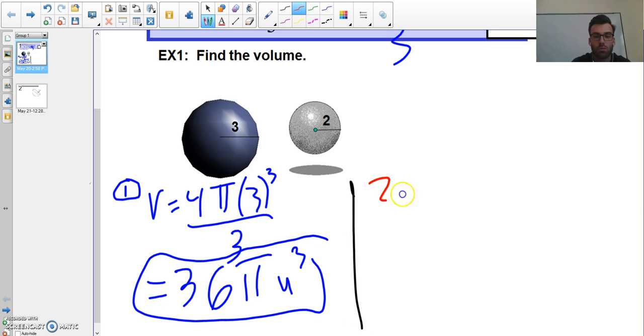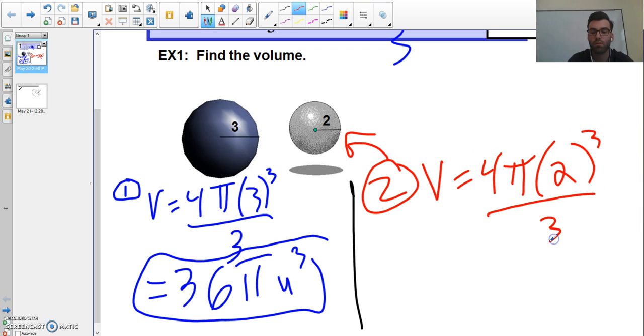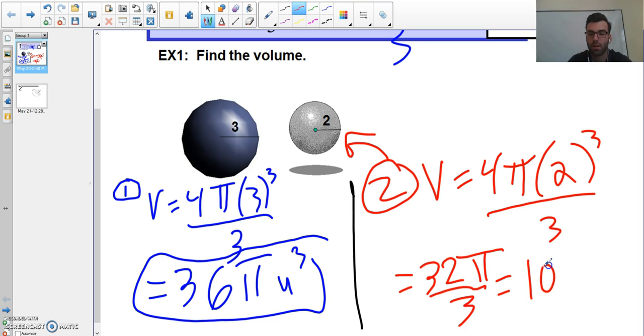Okay, number 2. Same thing. Volume is 4 pi times 2 to the third power all over 3. Remember your order of operations, okay? And you should get a decimal, okay? You can leave it as 32 pi over 3, or you can write it as 10.67 pi. I will accept either of those answers, units cubed.